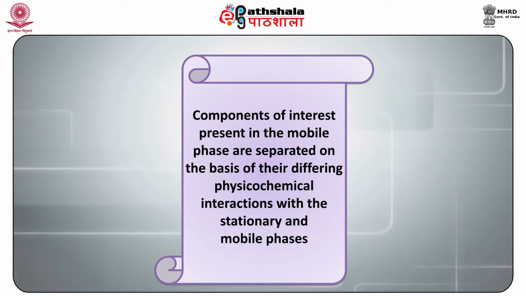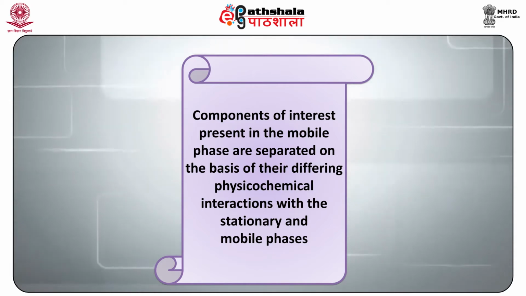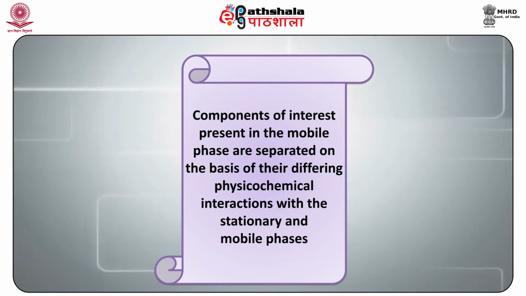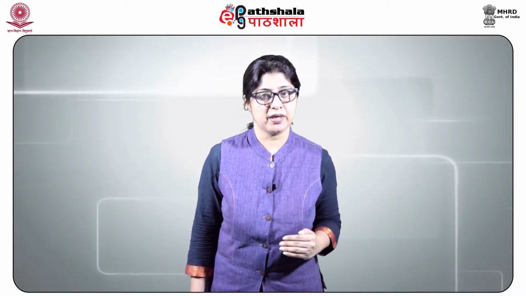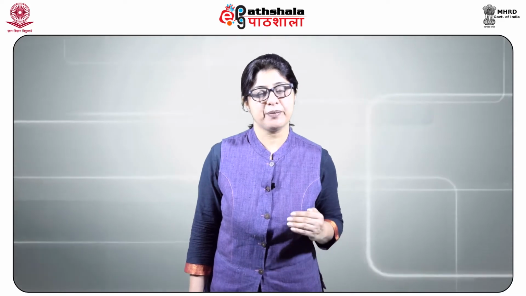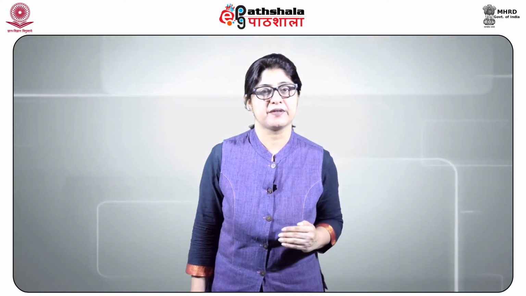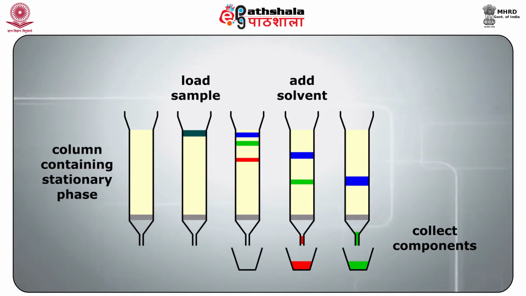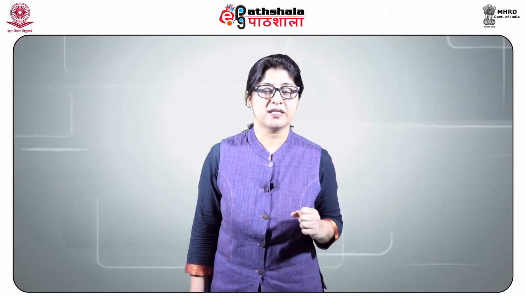Principle. Components of interest present in the mobile phase are separated on the basis of their differing physiochemical interactions with the stationary and mobile phases. The stationary phase is a fine adsorbent solid, a solid that is able to clamp liquid particles on its outer surface. The column usually used in column chromatography is identical to a Pasteur pipette. Pasteur pipettes are used as columns in small scale column chromatography. The adsorbent solid, usually silica, is tightly filled into the glass tube to make these separating columns.